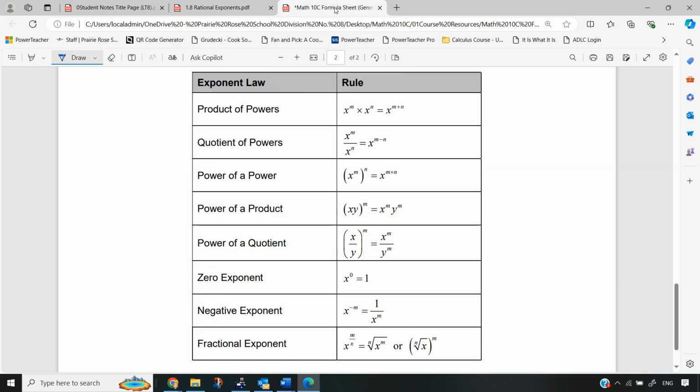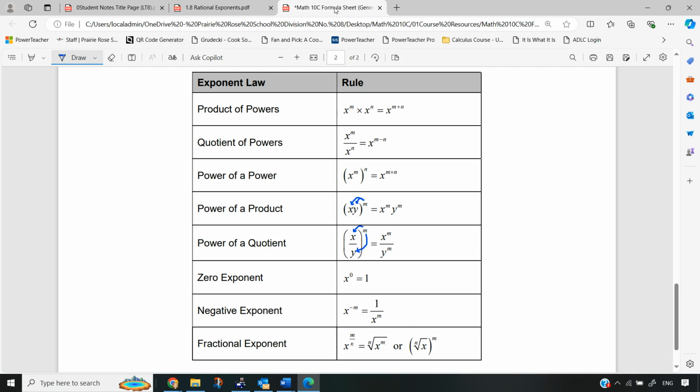So before we get into our lesson, let's just do a quick refresher of our exponent laws. When we're multiplying powers with the same base, we can add our exponents. When we're dividing powers with the same base, we can subtract our exponents. When we're raising a power to a power, we multiply our exponents. Remember that if we have a product that we're raising to a power, we can distribute that exponent. And the same thing for a quotient, we can distribute that exponent.